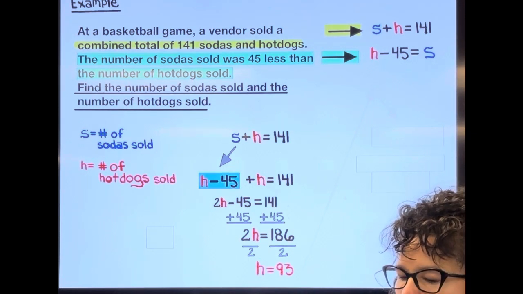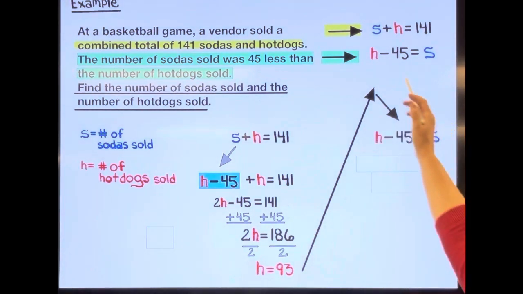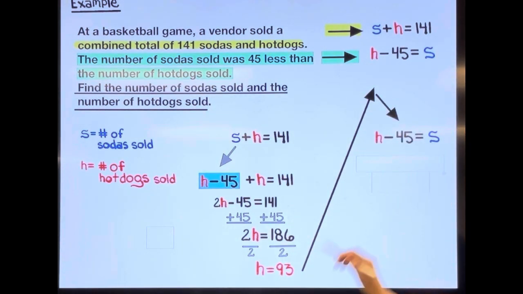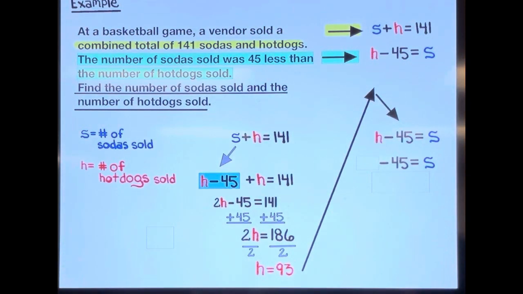Now that I know there are 93 hot dogs, I can take that piece of information and let's substitute that back into this equation right here. So the 93 is going to go in for the H. Okay, so let's put in the 93, and 93 minus 45 is equal to 48.